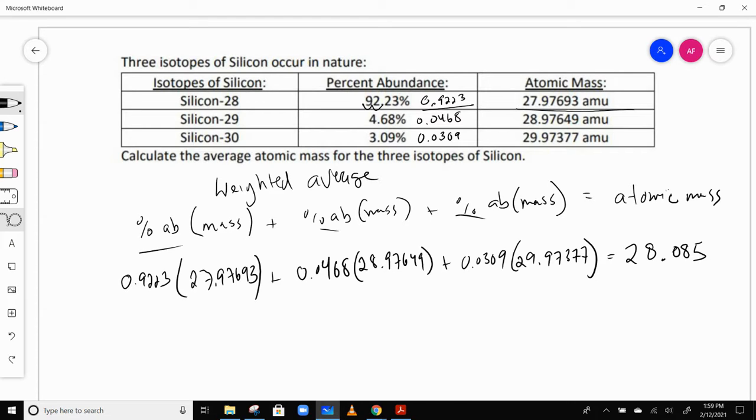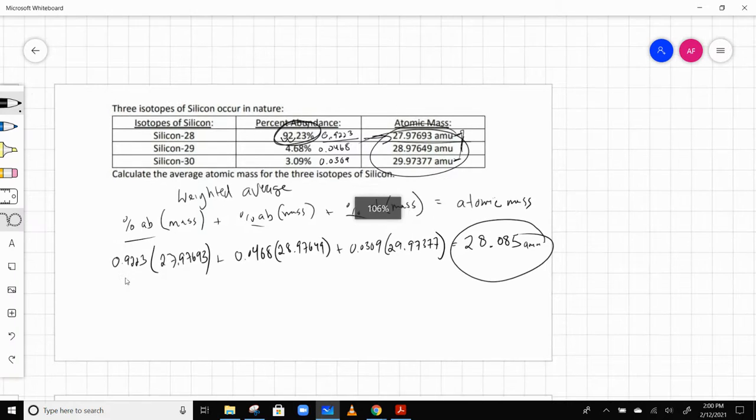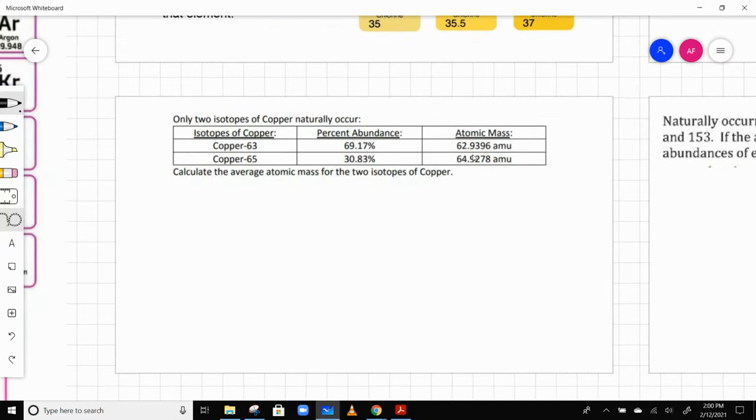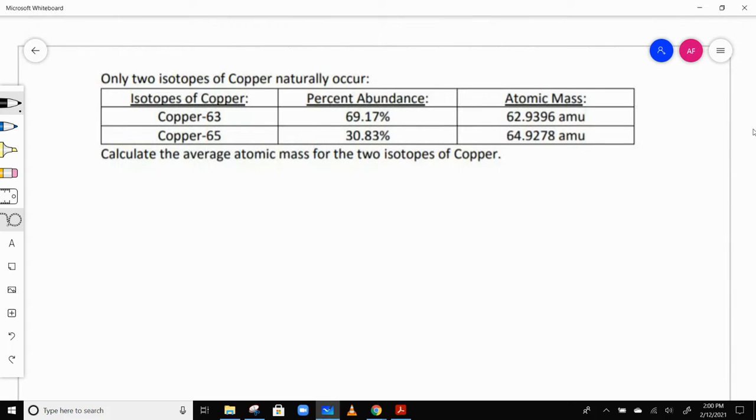Okay, which makes sense. It's somewhere in between the lowest and the highest number, and it's closest to the one that has the highest percent abundance, so it's closest to 27.9. So this is 28.085 AMU. So that'd be the atomic mass of that. Okay, so next, we'll do the next one. If you want to pause this for a second and try it on your own, go ahead and do that. Otherwise, I'm just going to keep going.